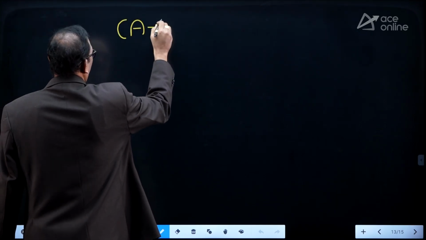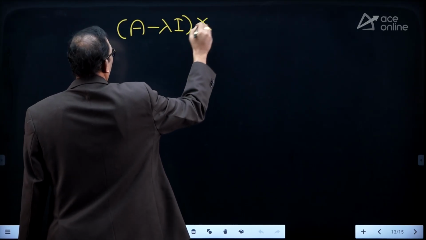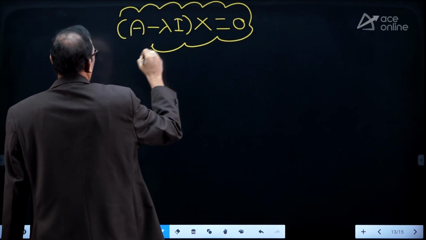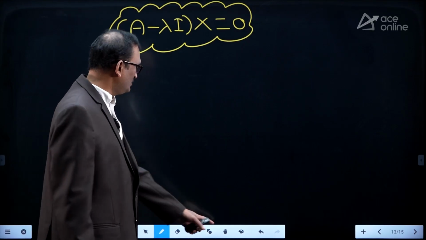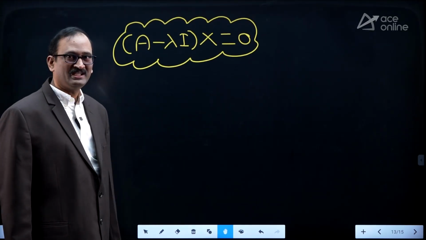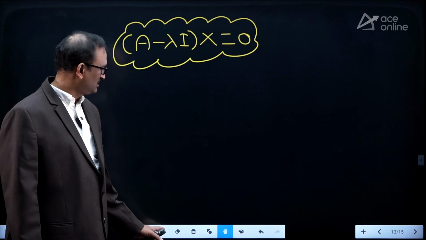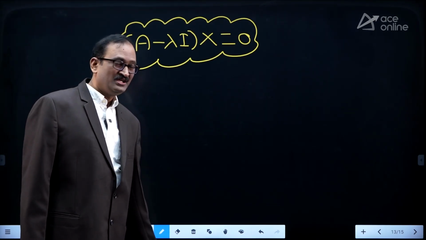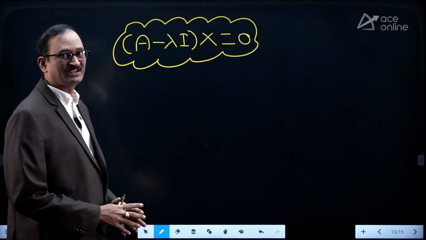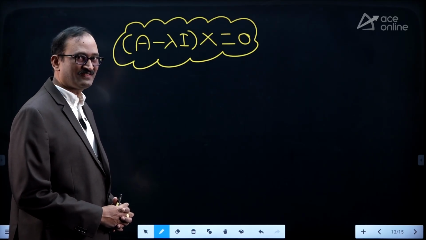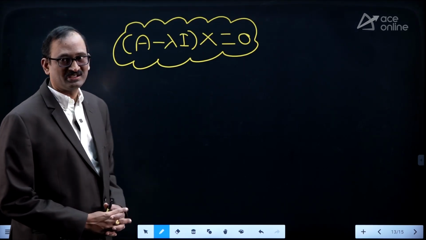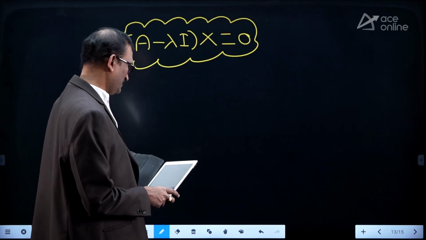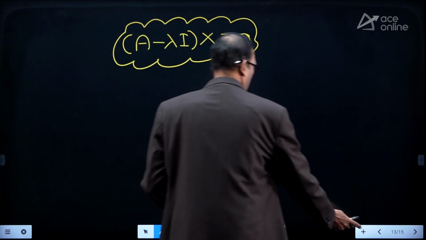So remember everyone, A minus lambda I into X equal to 0. If eigenvalue is given, then to find the corresponding eigenvector, or if eigenvector is given, then to find the corresponding eigenvalue, in both cases use the same formula. That's why remember this. We'll see an example.